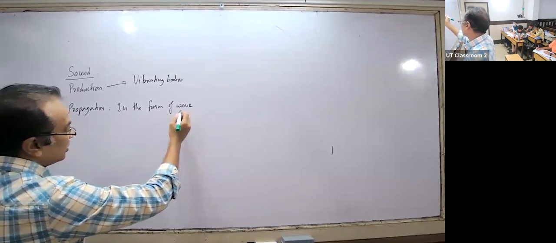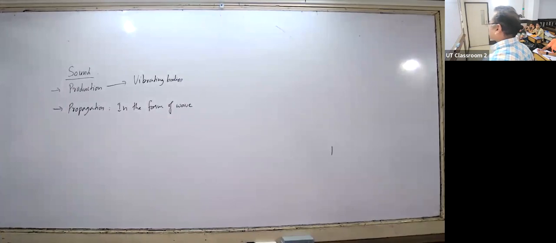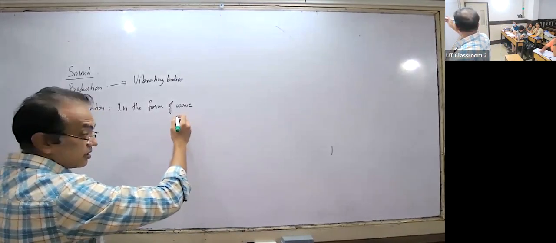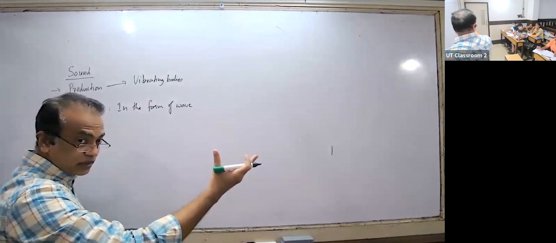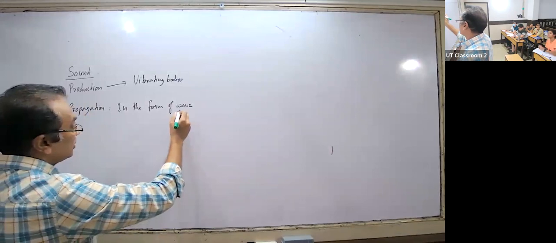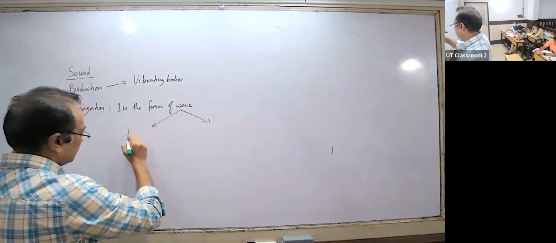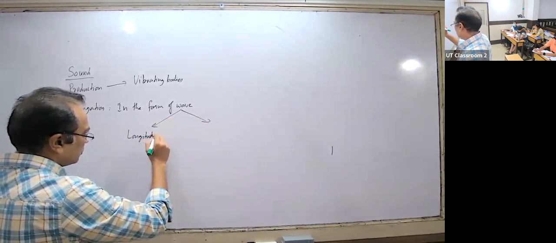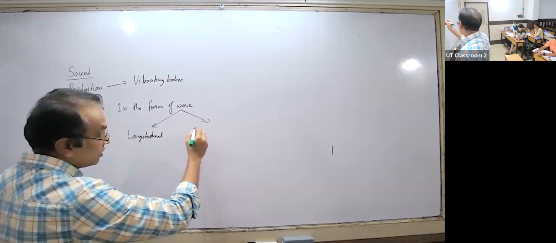So wave is basically what? What is wave? We discussed that also. So wave is basically a disturbance, right? So wave is a mode of transfer of energy. So basically, there are two types of waves that we need to know. We have longitudinal and what is the other one? Transverse.